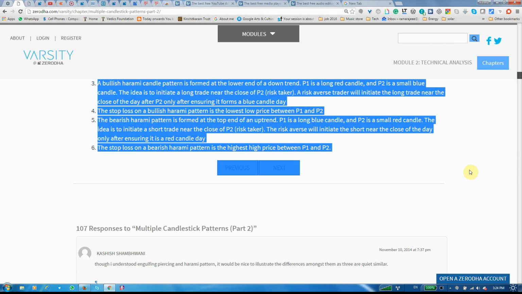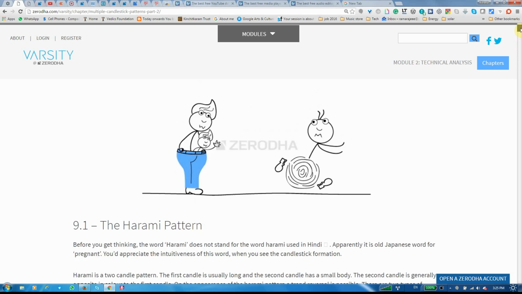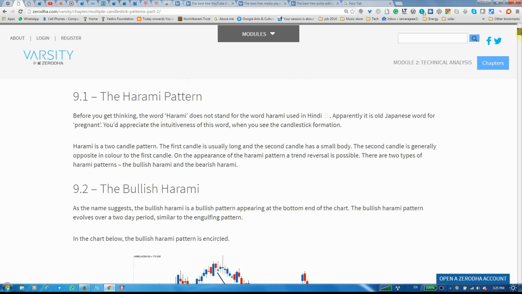Chapter 9. Multiple Candlestick Patterns, Part 2. 9.1 The Harami Pattern. Before you get thinking, the word harami does not stand for the word harami used in Hindi. Apparently it is an old Japanese word for pregnant.